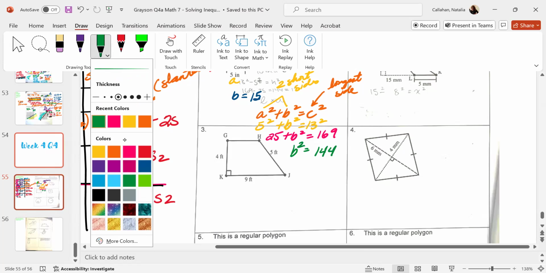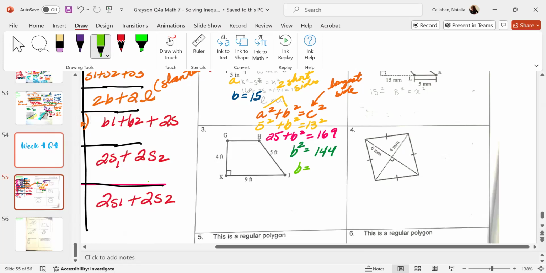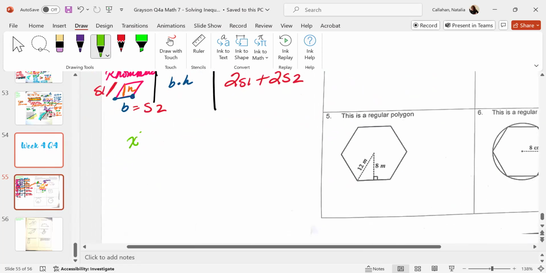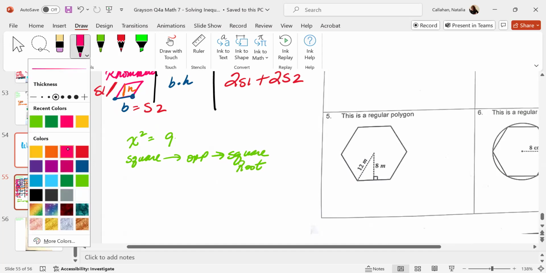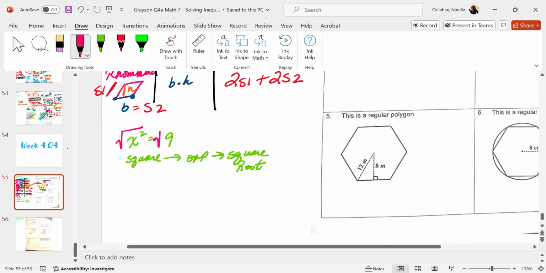I don't want B squared, I want B. How do I get B by itself? No, you don't divide it. That's 2 times B. If it's 2 times B, you divide it. How do you get rid of a square? You write it down. X squared equals 9. To get rid of a square, the opposite of a square is a square what? Square root.